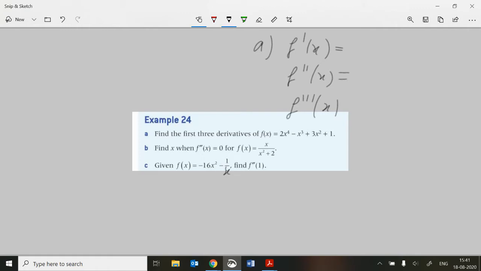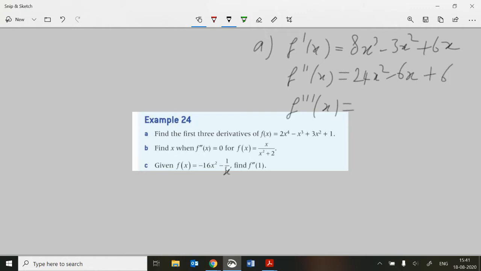Okay, so f dash of x is just saying, well, times by that 4, reduce the power by 1. The next one is times by that 3, reduce the power by 1, times by that 2, reduce the power by 1. And then we've got a constant term at the end. Constant terms don't add anything to our gradient, it just moves graphs up and down. Differentiate again, and you can see what's happening. You've got 24x squared minus 6x, 6.